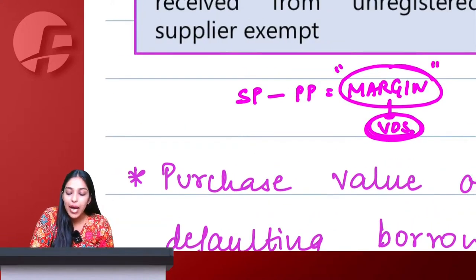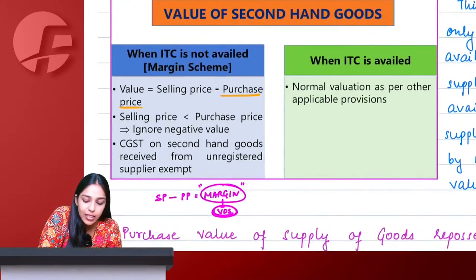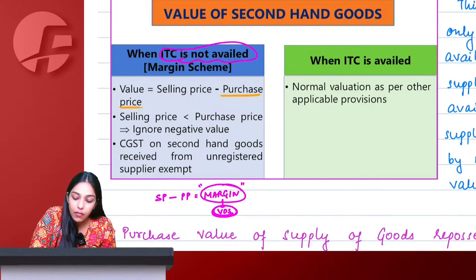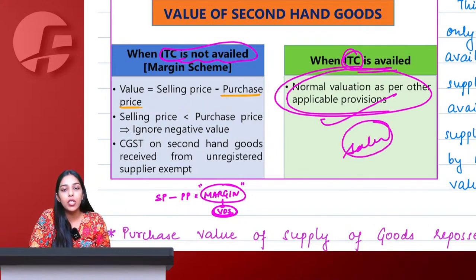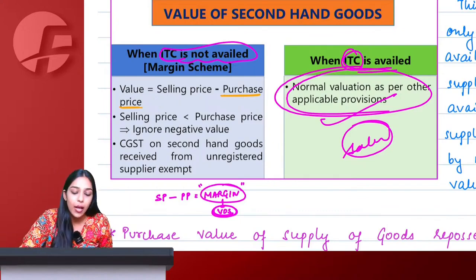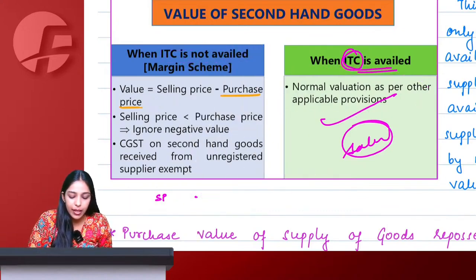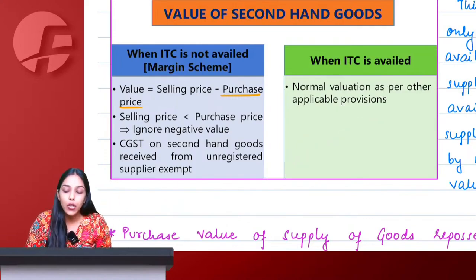Therefore, this is known as a margin scheme. But the margin scheme is applicable only when ITC is not availed at the time of purchase. If in any case you have availed ITC, then normal valuation rules apply, meaning the entire sales value becomes your value of supply. But if at the time of purchase you have not availed ITC, then selling price minus purchase price, your net margin, becomes your value of supply.